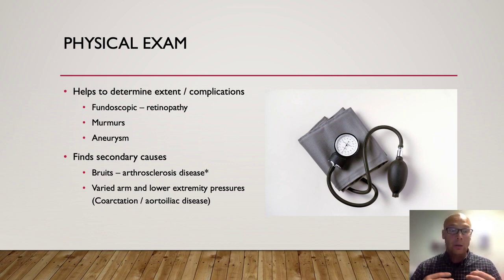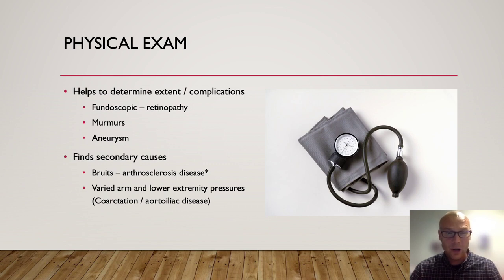So you're looking for the extent of what may be causing their problem, but you're also looking at the complications that may be caused by the high blood pressure. So when you're looking in their eyes, you're looking for retinopathy. Do you have murmurs now? Are they higher risk for aneurysm because their blood pressure is so high? You're looking for all these things on physical exam. Palpable masses in their belly. Are they a smoker? They're higher risk now because they have high blood pressure.